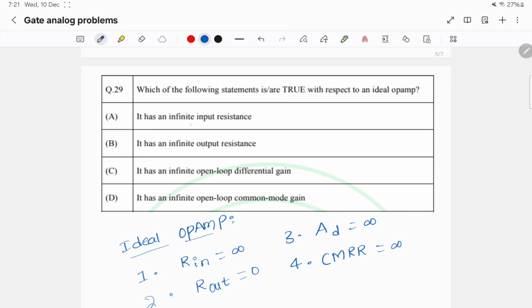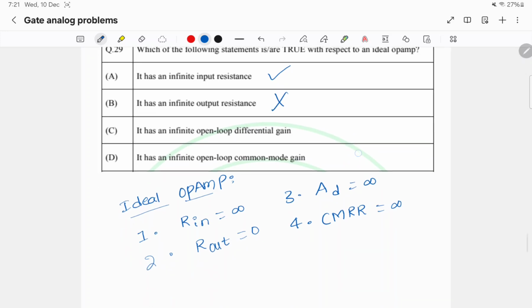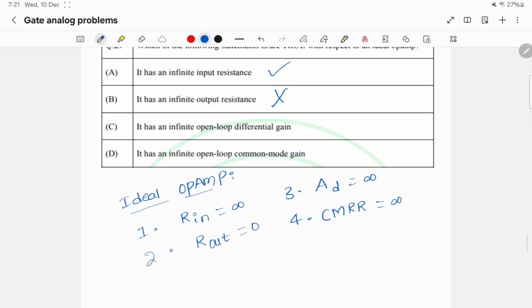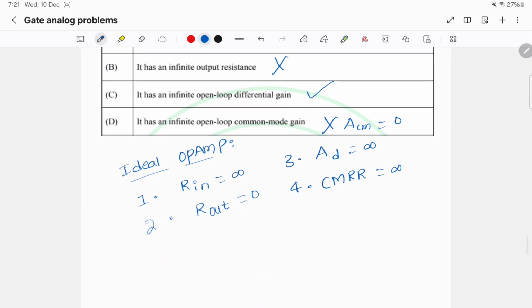Option A: it has infinite input resistance, which is true. It has an infinite output resistance, which is false. For an ideal op amp, Rout is 0. It has an infinite open loop differential gain. This is true. It has an infinite open loop common mode gain, which is false. Common mode gain ACM will be 0 for an ideal op amp.